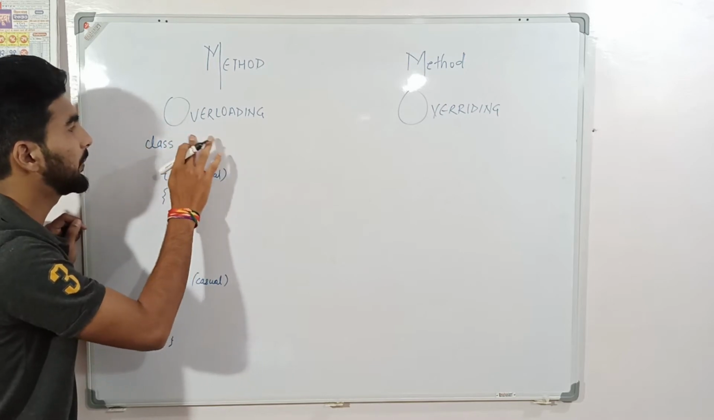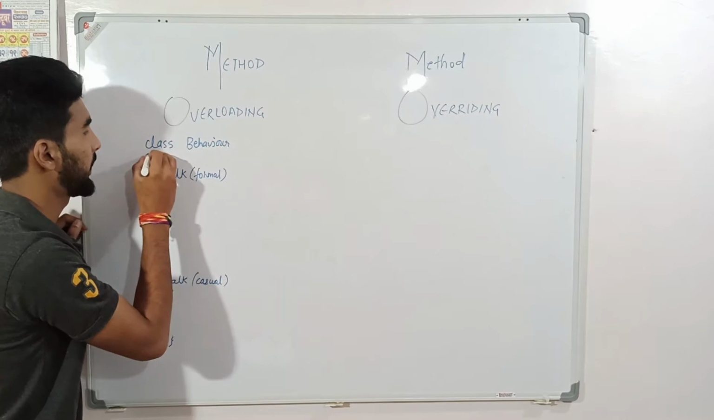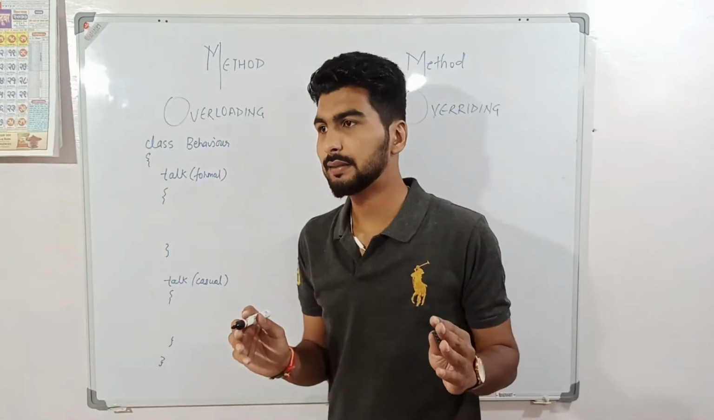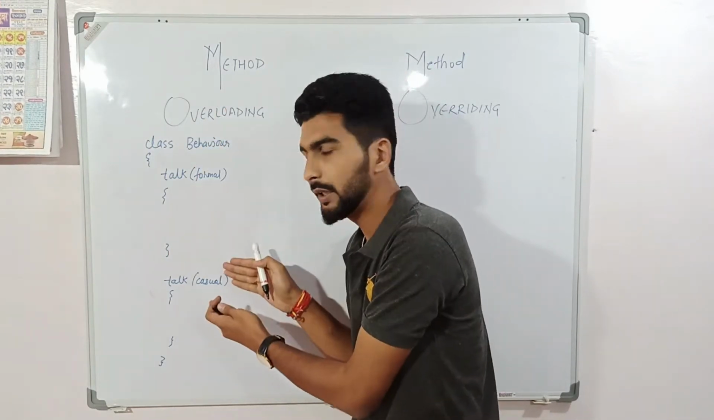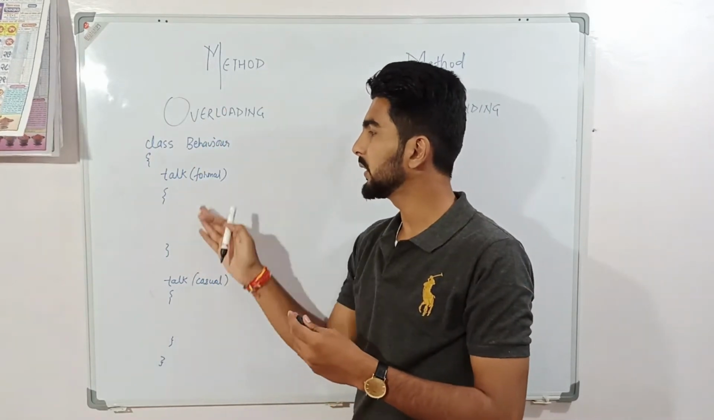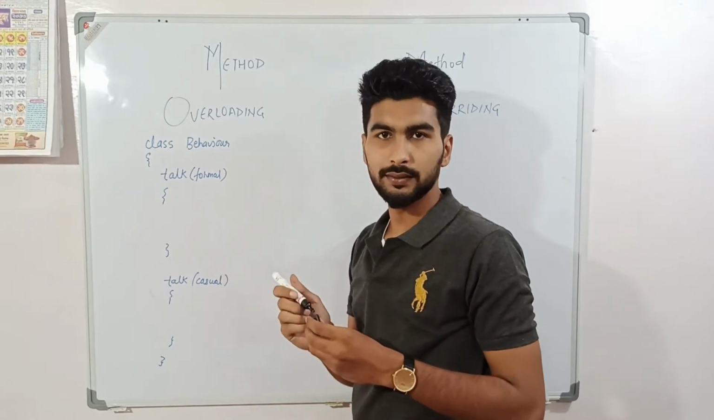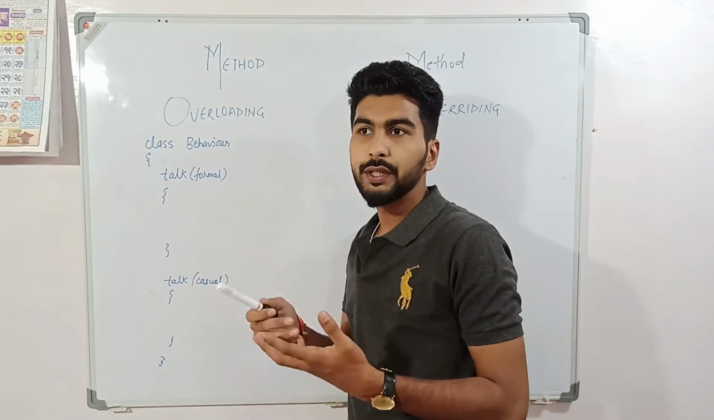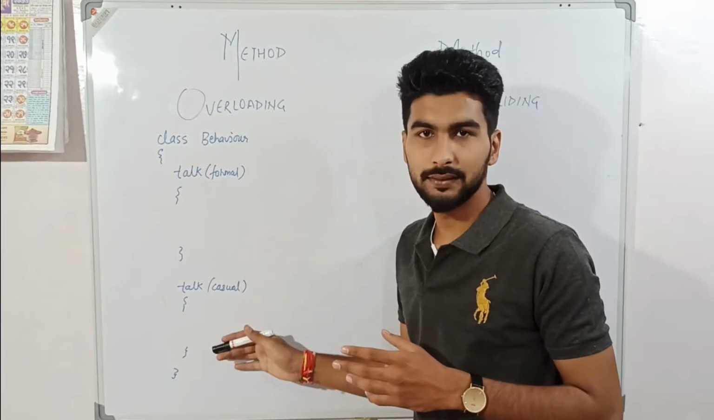Let's say the class name is behavior. So simply you can understand that in method overloading we create two different methods with the same name but with different parameters. But why do we do this? The answer is to make our program more readable. Let's understand it by an example.